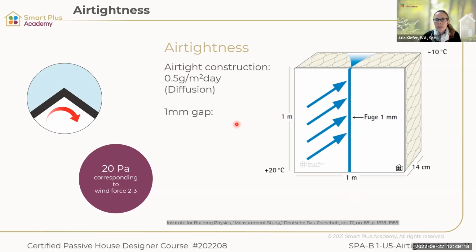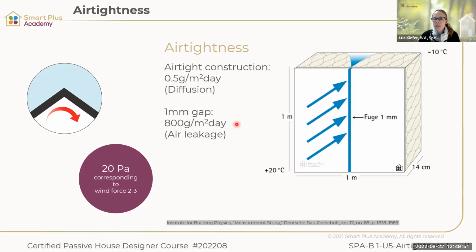So that 1 millimeter gap gives us 800 grams per square meter a day. Imagine 800 grams, that's almost a liter of water that you pour into your structure every day, and that your structure has to handle because of that 1 millimeter gap that is not made airtight. Now you see how important it is to get your structure airtight. Okay, because there's a lot of moisture that can go through your structure, and that can cause a lot of problems.